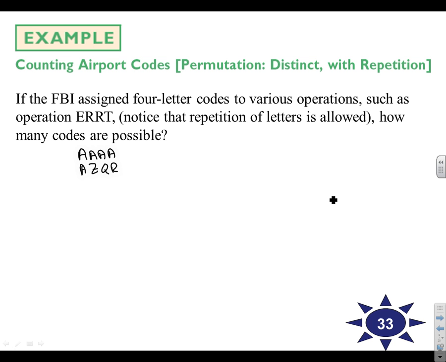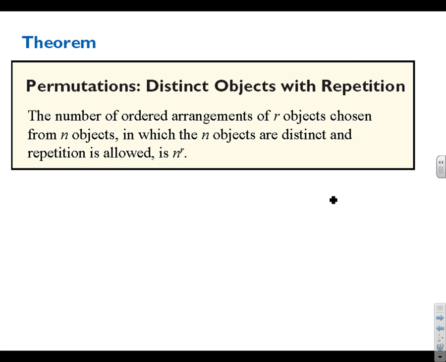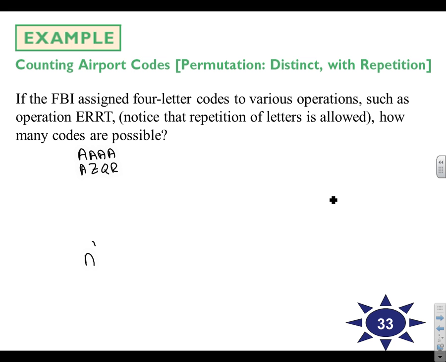All right, so what's the formula here? Again, we go back in here. It's n to the r, where n is the total to choose from, and r is how many are we choosing.